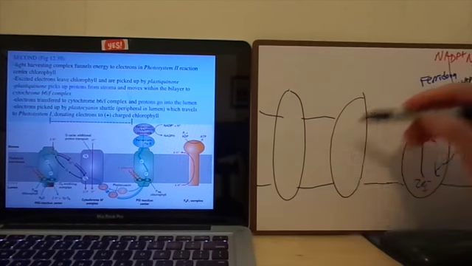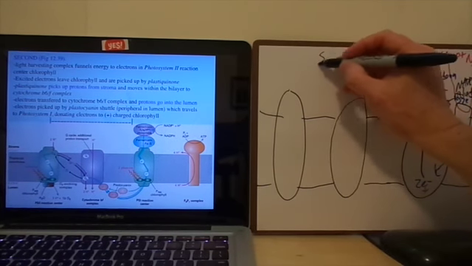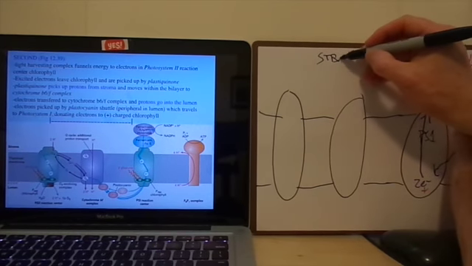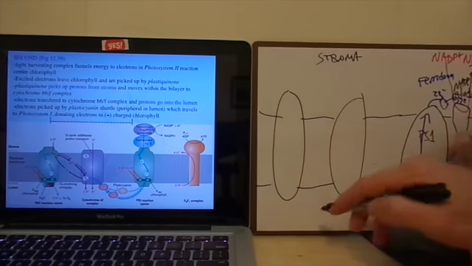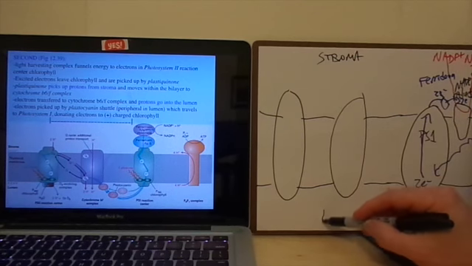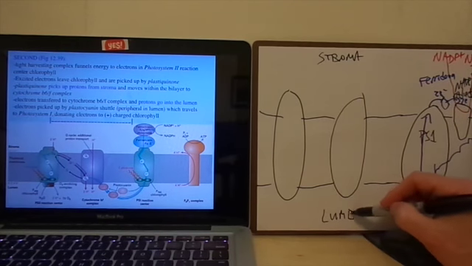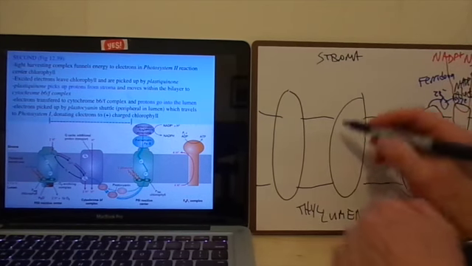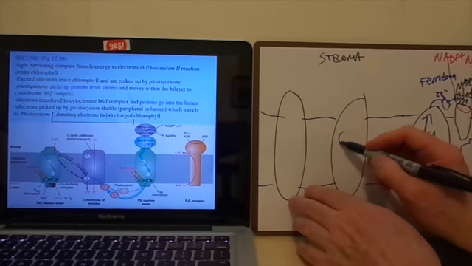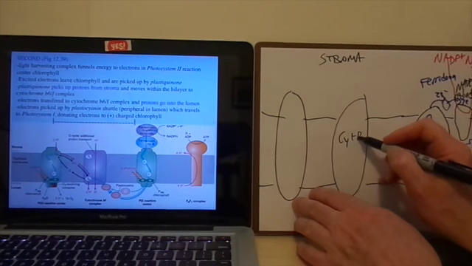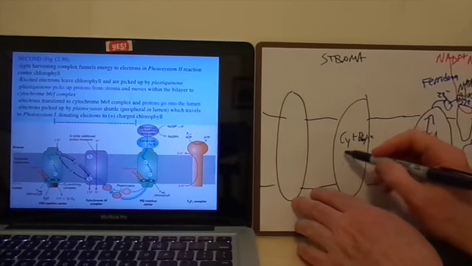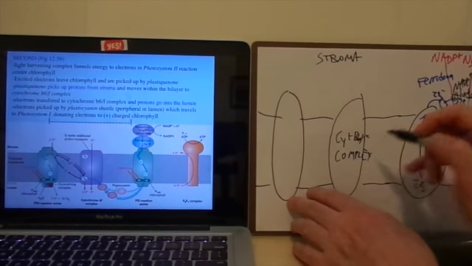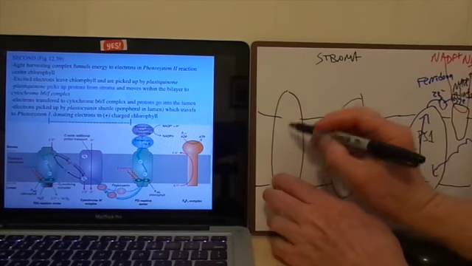All right. So let's remember where we are. This is the stroma if we're in a chloroplast. It would be the cytoplasm if we were in a bacteria. Here's the lumen. It's the thylakoid lumen. All right. So this is the cytochrome b6f complex, right? And this is photosystem 2.